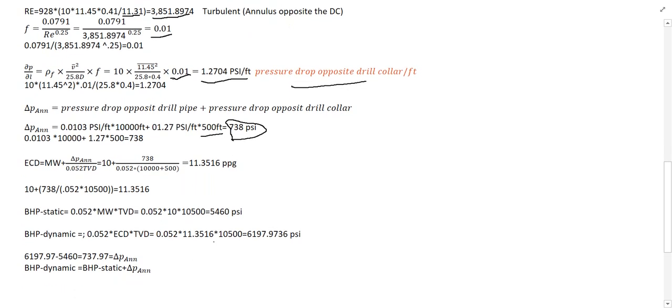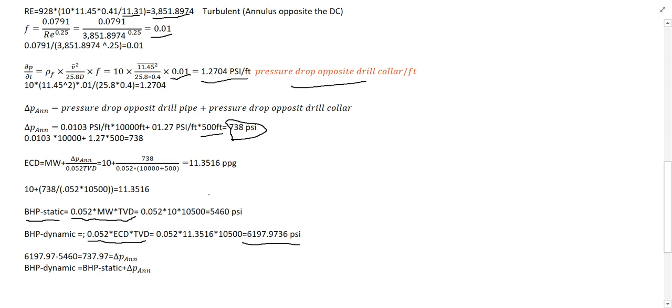But if in the question you are asked to find the bottom hole pressure in the static condition and the bottom hole pressure in the dynamic condition: the bottom hole pressure in the static condition, as we know, is 0.052 multiplied by the mud weight and the total true vertical depth, which is 10,500. The mud weight is 10. But when we want to find the bottom hole pressure in the dynamic condition, we have the equivalent circulation density rather than mud weight, which we found to be 11.35. If we do that, in the dynamic condition it's 6,197.